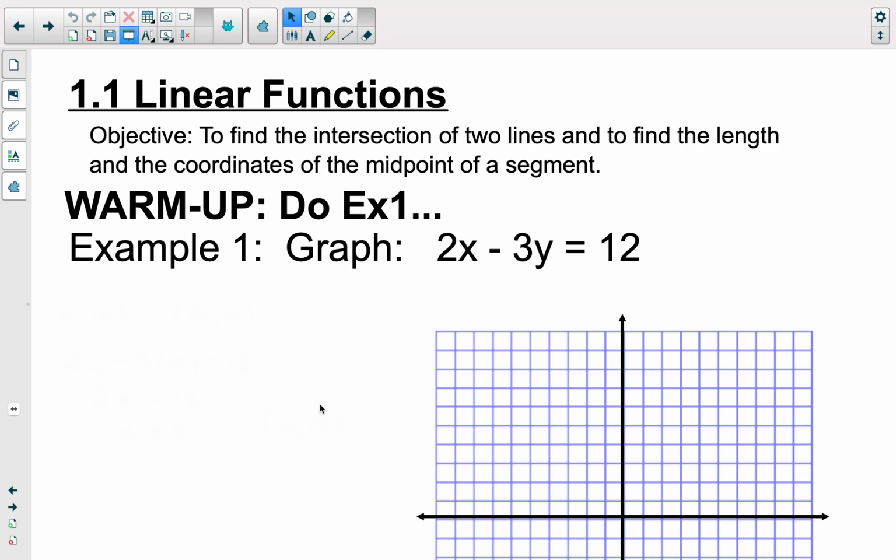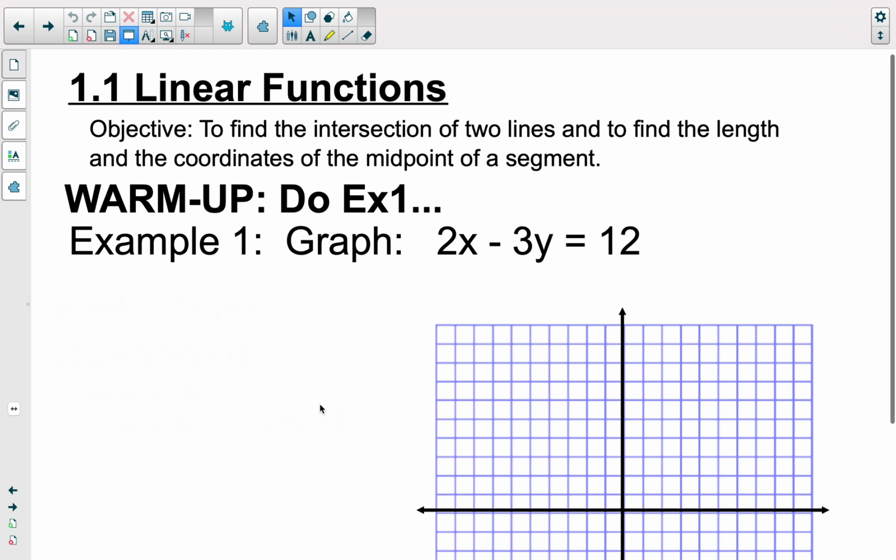So we're back now with chapter 1. This is going to be a lot easier for many of you in the beginning, but remember we're at the trig and analysis level now, so the rigor is going to be up there, but most of this content you've seen before. So we'll start with this quick warm-up. Example 1, graph this line, right?